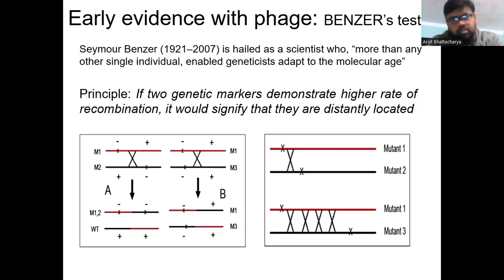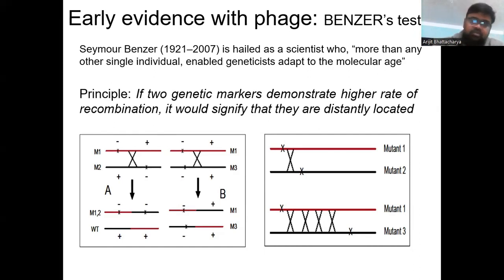So the basic principle of the kind of experiments that he did is very similar to what we have already discussed. If you are crossing two phage mutants for different characteristics, say the characteristics are minus plus, and the mutants are M1 and M2, then if these mutations are distantly located, the chance of recombination would be high. If these mutations are closely related, the chance of recombination will be less.